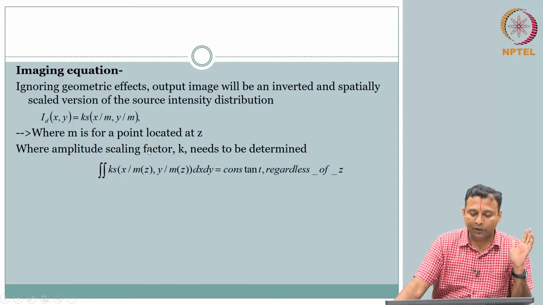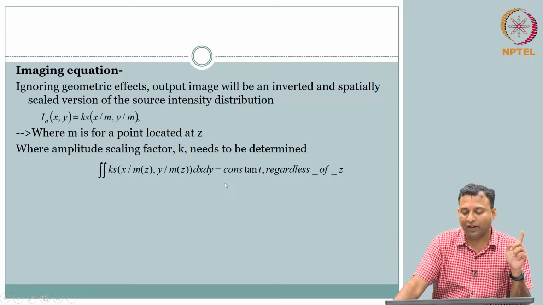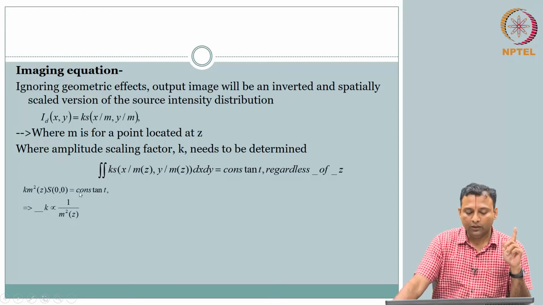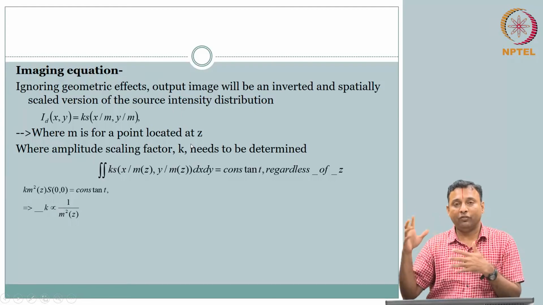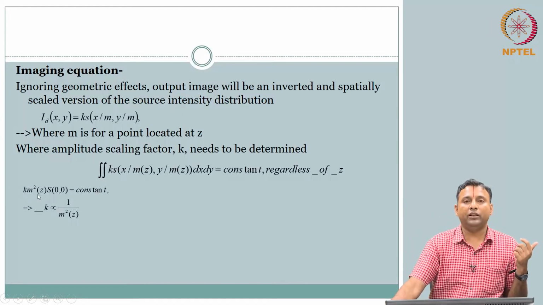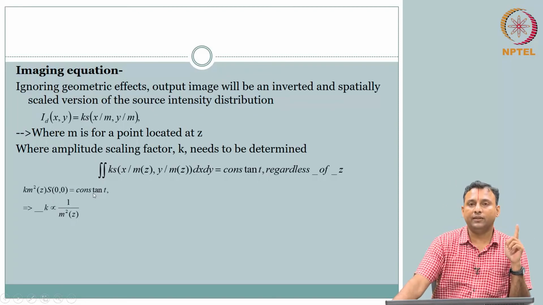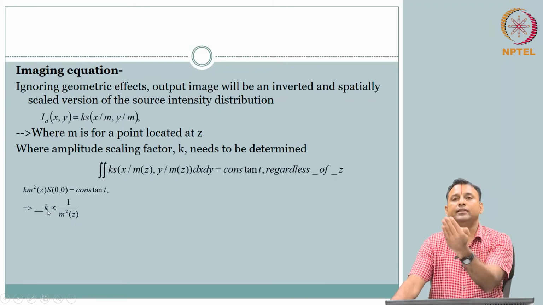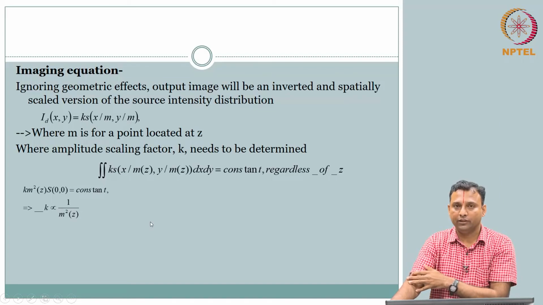So where the amplitude scaling factor k needs to be determined, before we determine k, we can use this fact and say that this integral is a constant irrespective of your z. So if that is in the spatial domain, by Parseval's theorem, you can take the Fourier domain, and this has to be a constant, right? k m square z of your s of z should be a constant. So if that is a constant, you can see that your k is inversely proportional to the square of your magnification.